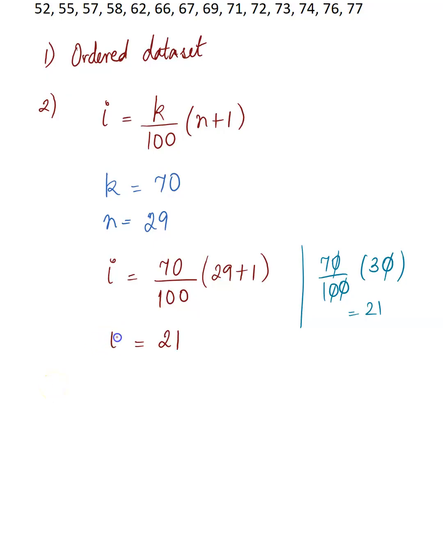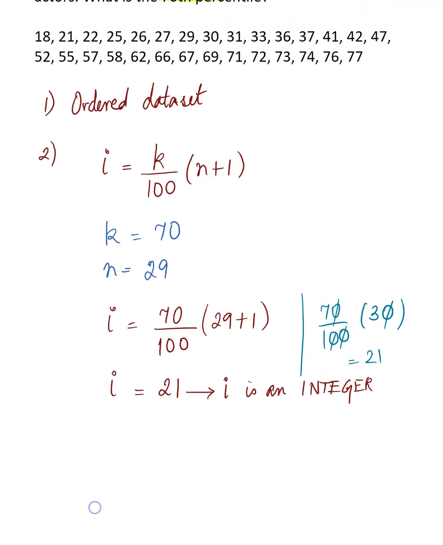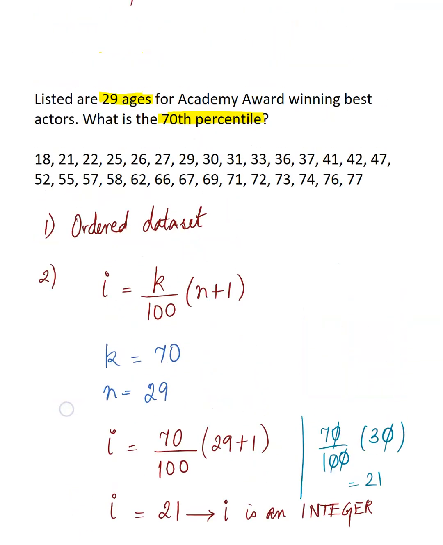All right, so i is 21. No ambiguity here. You got an integer. So i is an integer. That solves the problem for us because we can count this, right? So I can go to the 21st position. Of course, you count from left to right, isn't it? So go for the 21st position. 1, 2, 3, 4, 5, 6, 7, 8, 9, 10, 11, 12, 13, 14, 15, 16, 17, 18, 19, 20, 21. 21st position lands on 66.